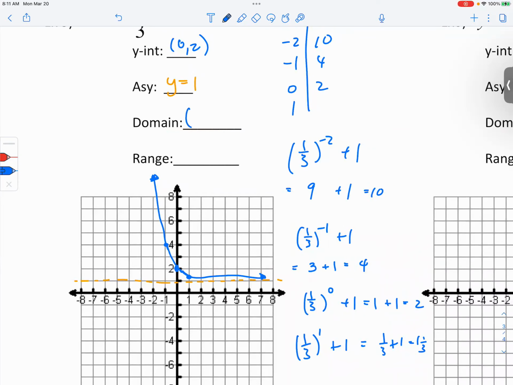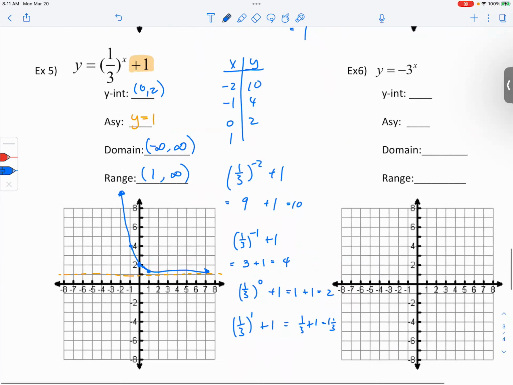Okay, so the domain is going to be from -infinity to infinity, and the range is from 1 to infinity. And as you see here, the graph goes from left to right, and the graph is going down towards y equals 1. So this is clearly a decay. Okay, this is clearly a decay.